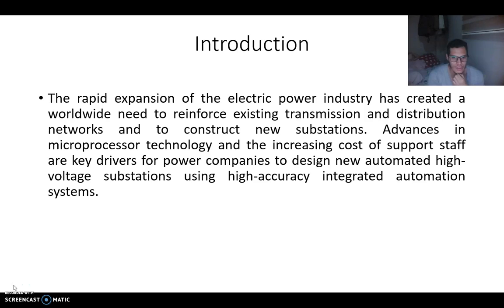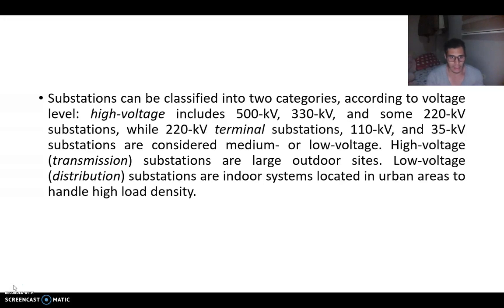Introduction: The rapid expansion of the electric power industry has created a worldwide need to reinforce existing transmission and distribution networks and to construct new substations. Advances in microprocessor technology and the increasing cost of support staff are key drivers for power companies to design new automated high-voltage substations using high-accuracy integrated automation systems.